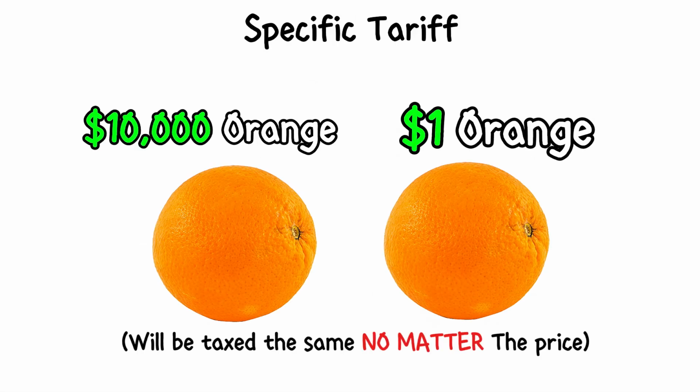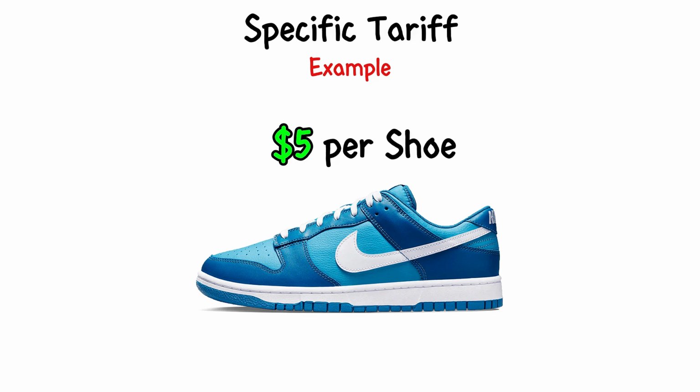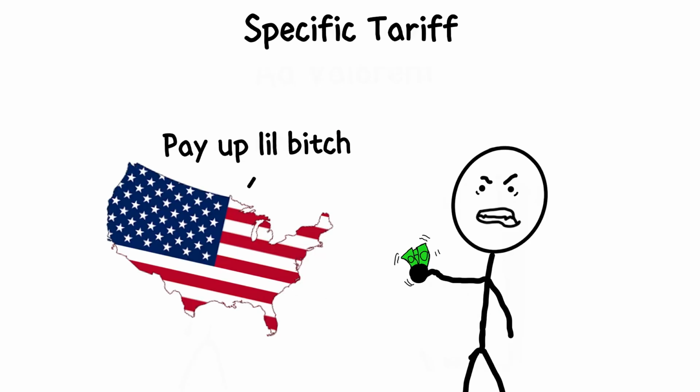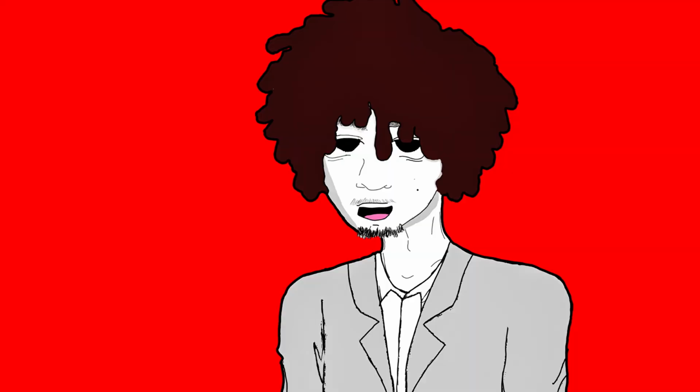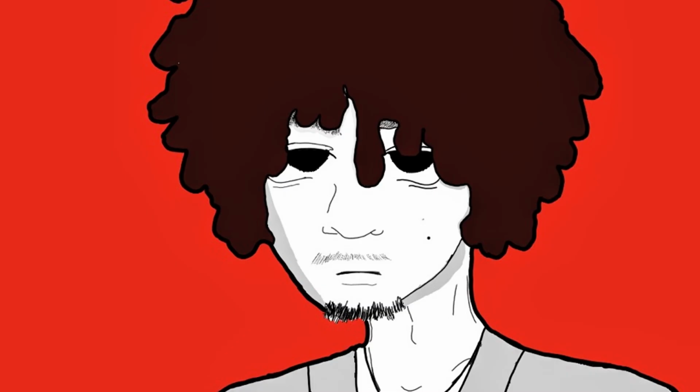Specific tariff. A specific tariff is a fixed fee imposed on each unit of a product that is imported, regardless of its price. For example, if a country imposes a specific tariff of $5 per pair of shoes, then for every pair of shoes imported, the importer will pay $5 in tariffs, whether the shoe costs $20 or $200. This tariff is simple to administer and provides predictable revenue for the government. However, it doesn't adjust for fluctuations in product prices.